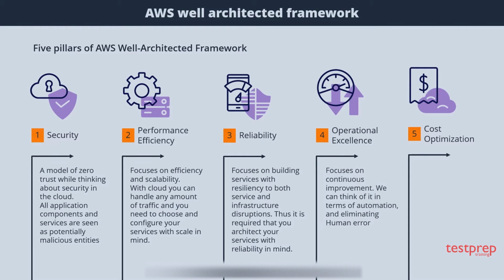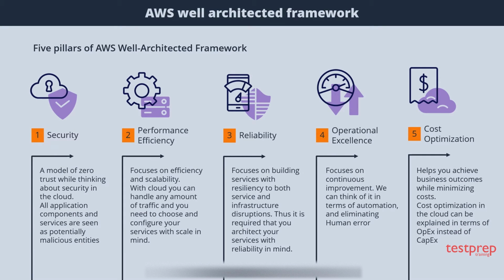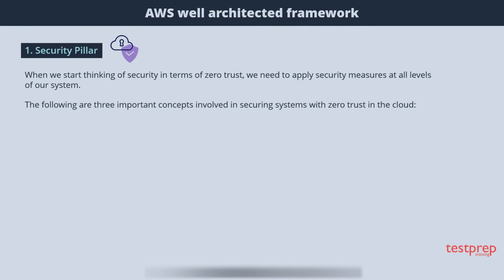The next pillar, operational excellence, focuses on continuous improvement. We can think of it in terms of automation and eliminating human error. Cost optimization means achieving business outcomes while minimizing costs. Cost optimization in the cloud can be explained in terms of OpEx instead of CapEx. Let's have a quick brief on these pillars.